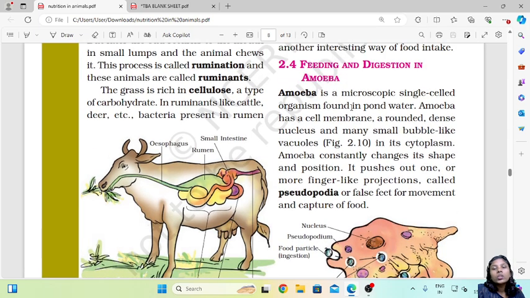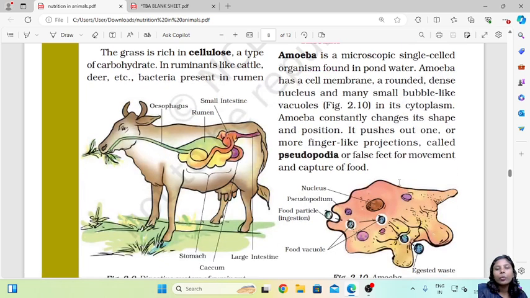So amoeba now is microscopic, it is a single celled organism and it is basically found in pond water. Now amoeba has a cell membrane, a rounded dense nucleus and many small bubble like vacuoles in its cytoplasm. Amoeba constantly changes its shape and position. It pushes out one or more finger-like projections called pseudopodia, or false feet, for movement and capture of food.